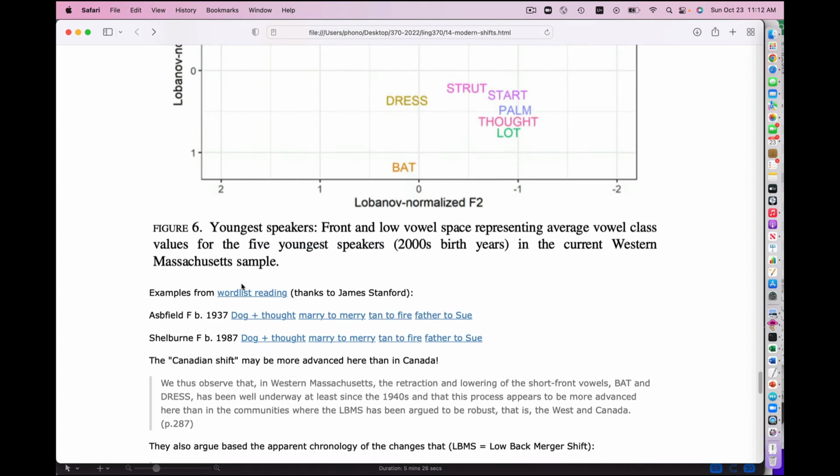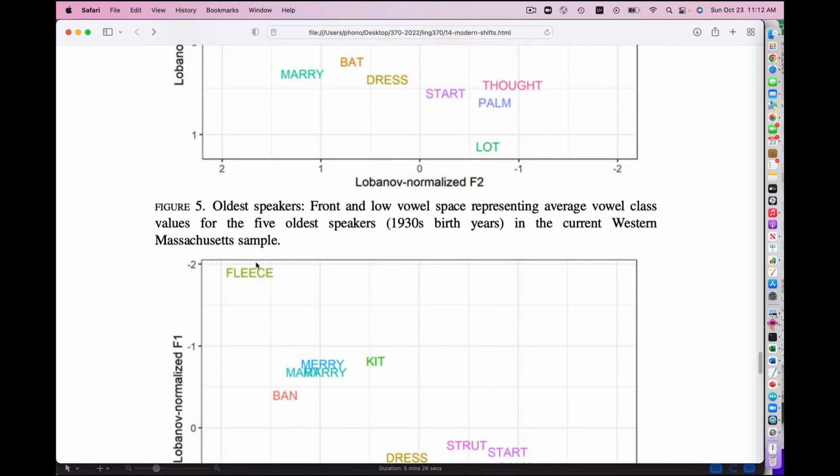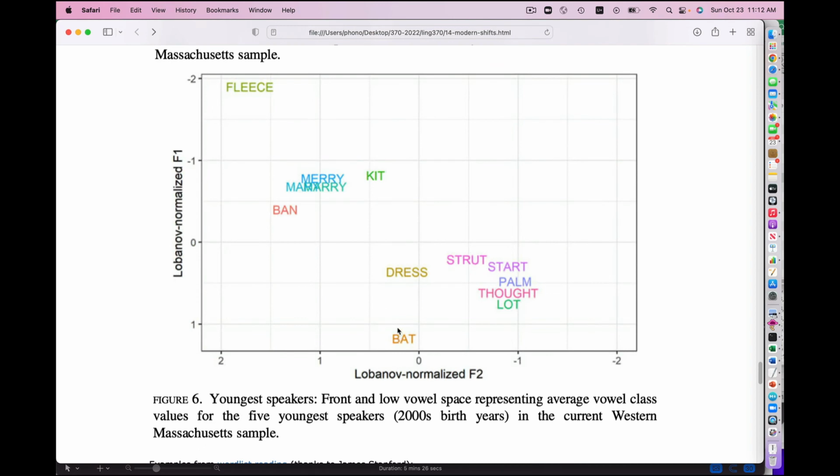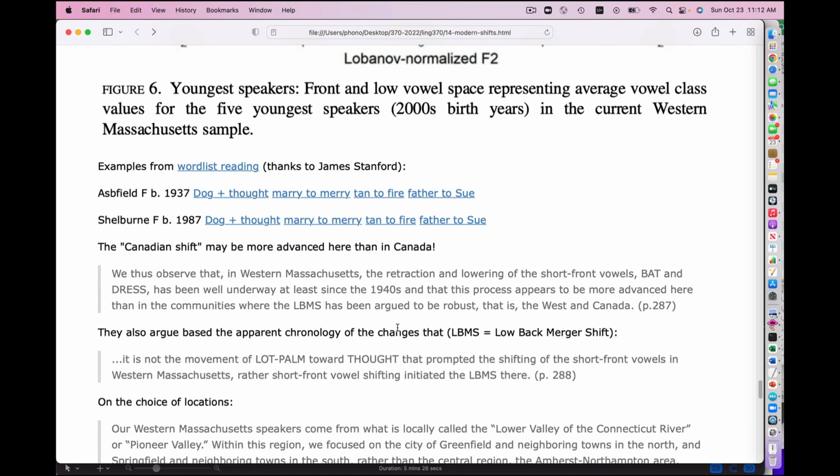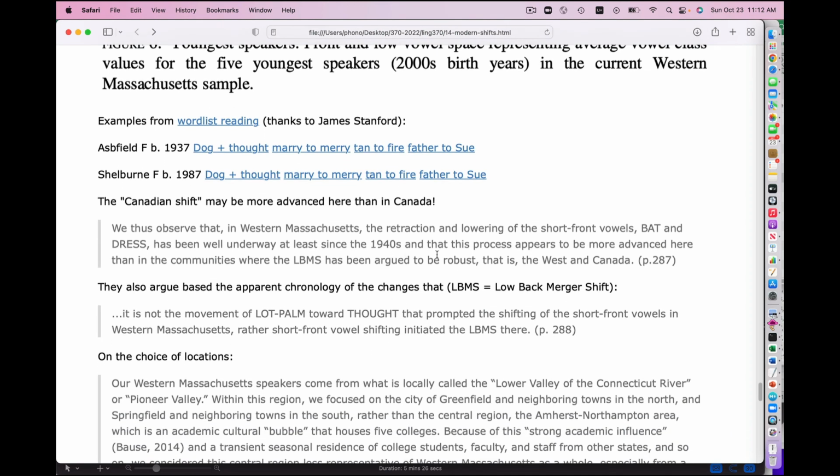Interestingly enough, the Canadian shift, this shift of [æ] moving down and central, is maybe more advanced in Western Massachusetts than in Canada. This is the quote from their paper, where using the measures that they have, it looks like it's more robust than in Western Canada. Going back to this notion of push and pull chains, they did an analysis of when it seemed that the changes happened, and it looks like in their data that the shifting of the [æ] pushed the [ɛ] vowel away in a sense.